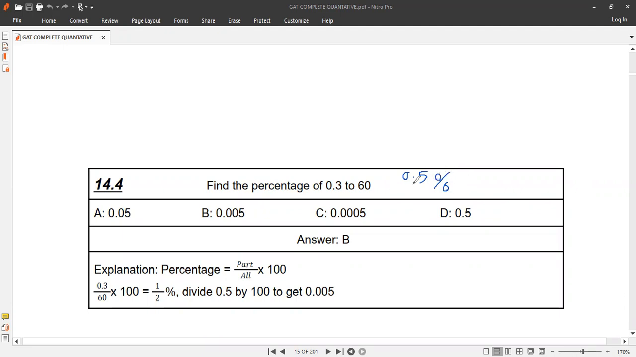When you change from percent to decimal, you move the point to the left twice. So it becomes 0.005. The point that I forgot to mention, after you find the percent, you have to change it to decimal. So you need to move the point to the left twice.